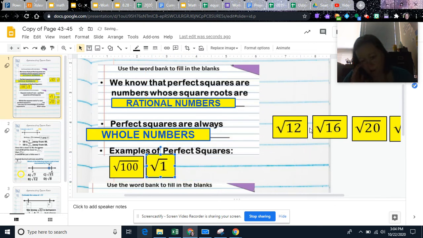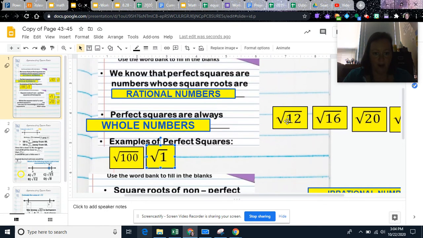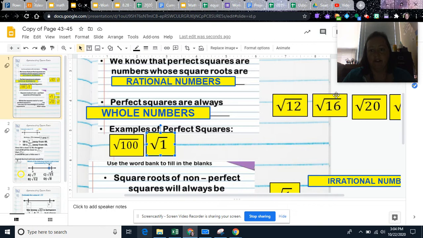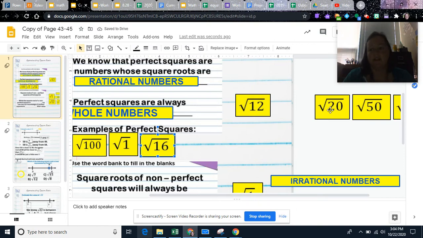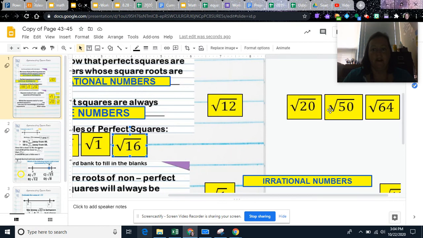What times itself gives you 12? Let's see, 3 times 3 is 9, 4 times 4 is 16. So this is not going to be considered a perfect square. Square root of 16, however, 4 times 4 gives you 16. 20, 4 times 4 is 16, 5 times 5 is 25, so that's not a perfect square. 50, 7 times 7 is 49, and then 8 times 8 is 64, so that's not going to be one. And then here, 64, 8 times 8 is 64, so it is a perfect square.